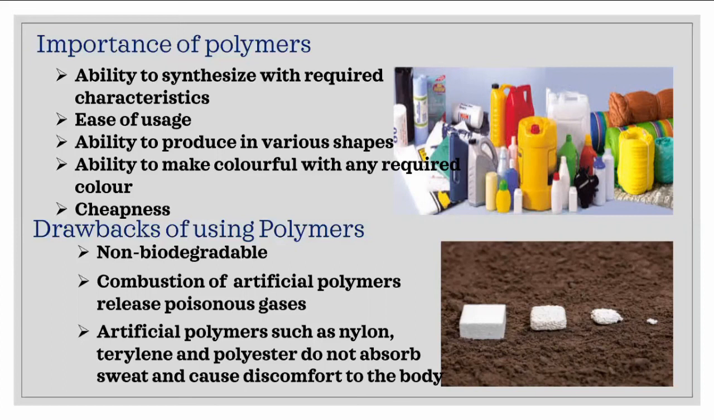Artificial polymers such as nylon, terylene, and polyester do not absorb sweat and cause discomfort to the body. Therefore, these polymers are now made combining with natural fibers such as cotton and wool, and garments are produced from them. Biodegradable, water-soluble, and photodegradable polymers are synthesized now, and they are becoming popular in the market because of their eco-friendly nature.